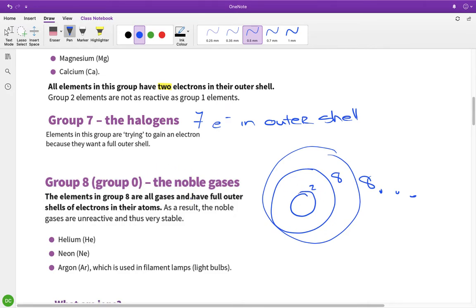So noble gases have full outer shells. Okay, so that makes them quite unreactive and very stable. All right, and then again, you can go to group 8 and have a look at some of them, but helium, neon, argon are some of the examples.